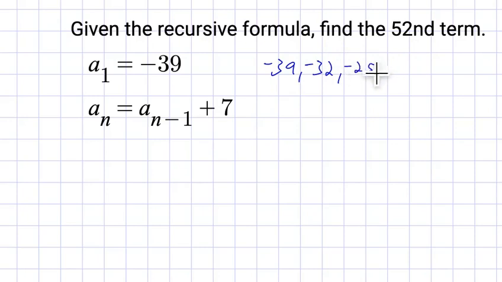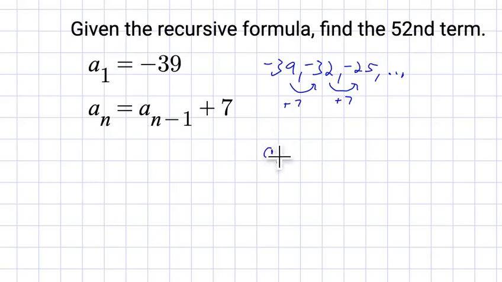Now we could keep on adding 7 until we get to the 52nd term. But if we remember how to write an explicit rule or an explicit formula for this sequence, we'll be able to figure out the 52nd term much quicker. All right, so this is an arithmetic sequence since we're just repeatedly adding 7. That's going to be our rate of change.